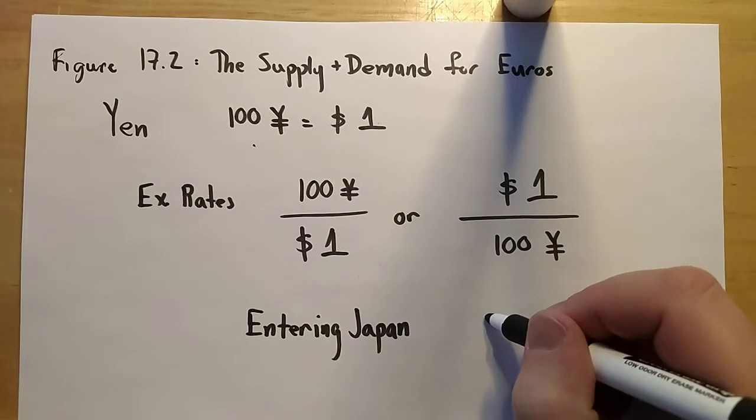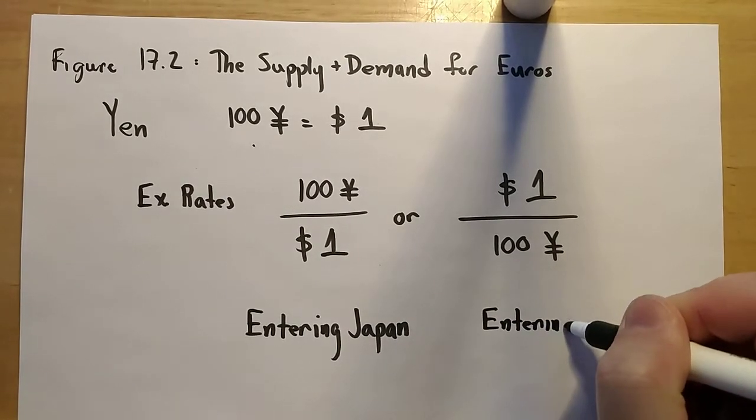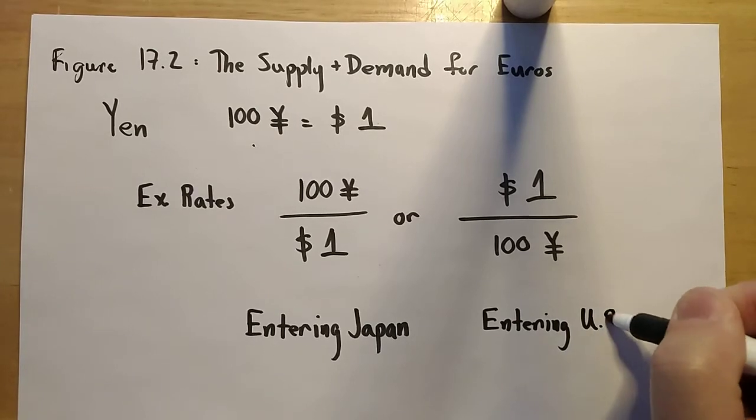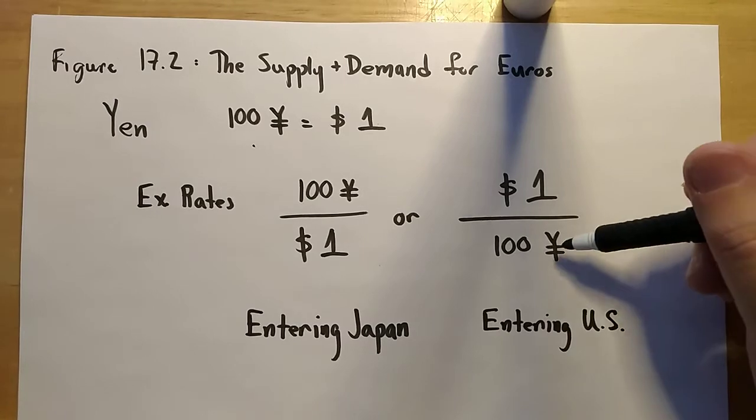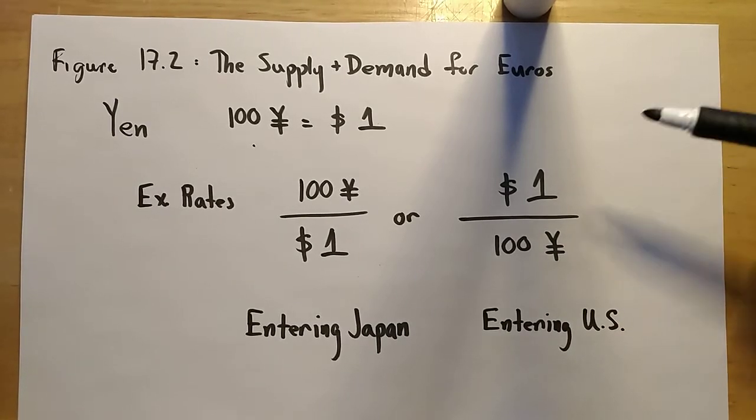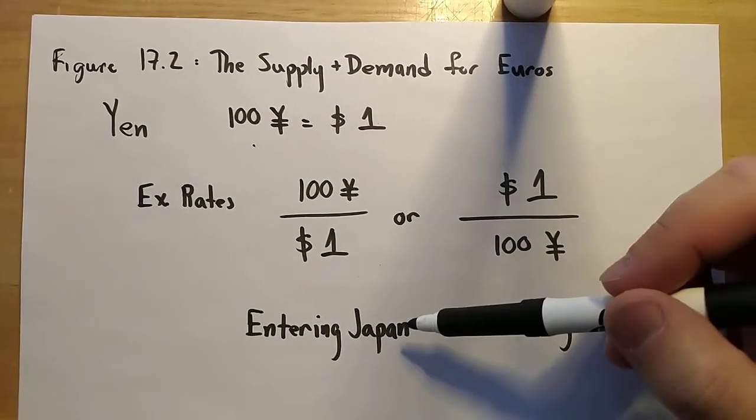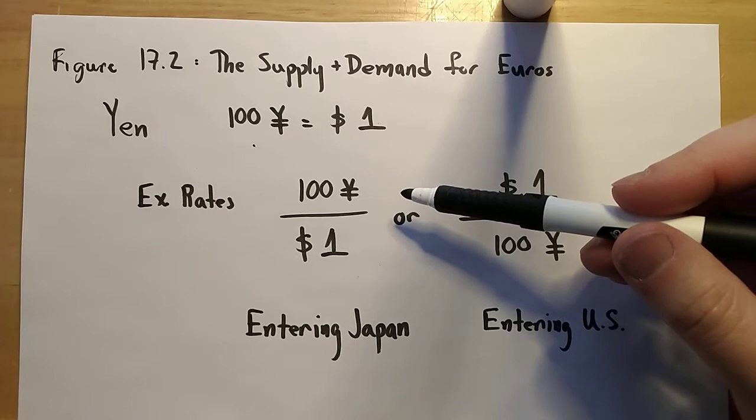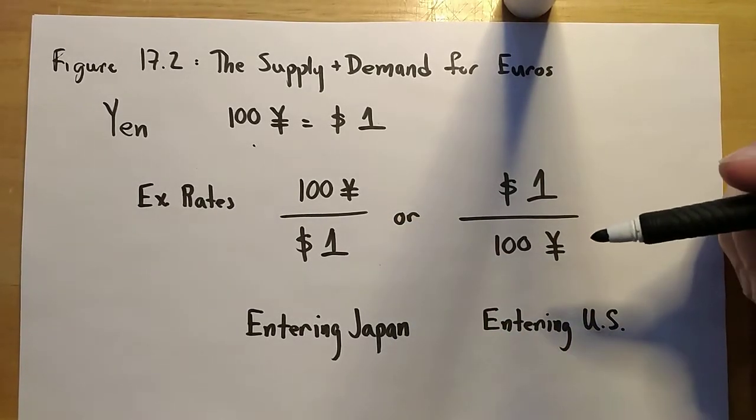Okay? If you were entering the U.S., flying from Tokyo to Seattle or something like that, you would be faced with this exchange rate when you landed. Okay? And for every 100 yen you pulled out of your pocket, they'd give you $1 back. All right? Now, these exchange rates are important because, of course, when you get to Japan, you have to pay yen for almost everything. So all of your prices are going to be denominated in terms of yen.